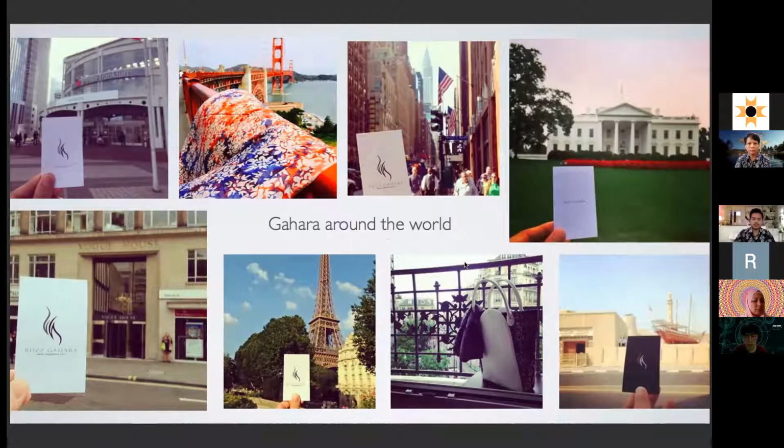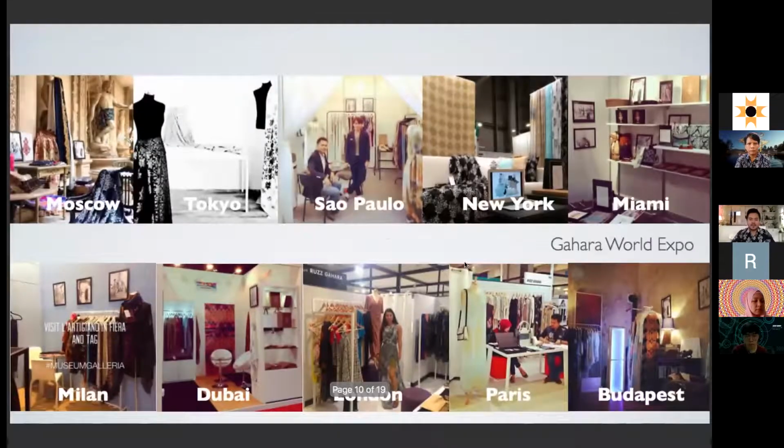The logo of Ruzz Gahara, the previous one was like that. And trade shows. We also join in design competitions. We join in trade shows. We join in the craft sharing, or like promoting our local products to the international markets as well.